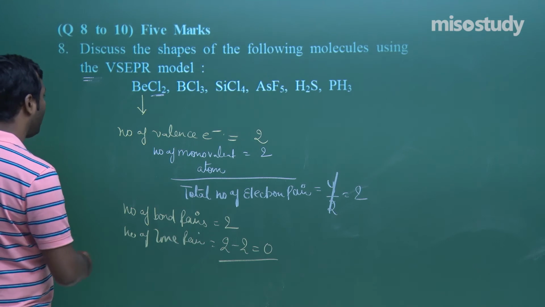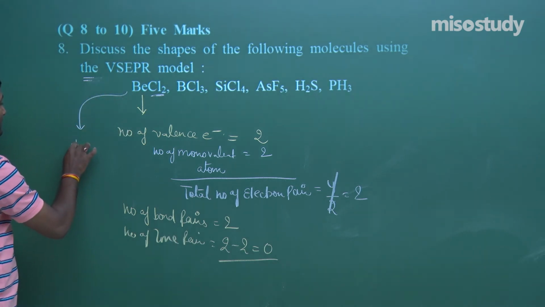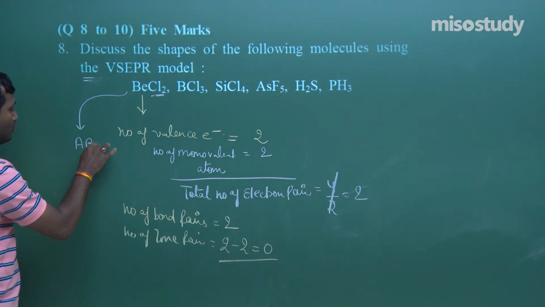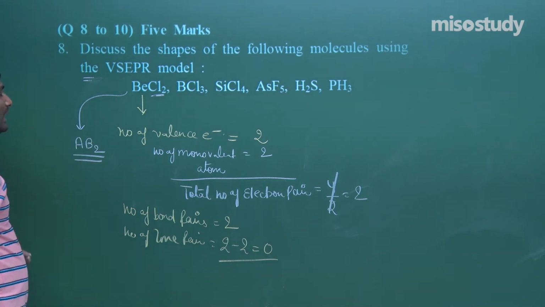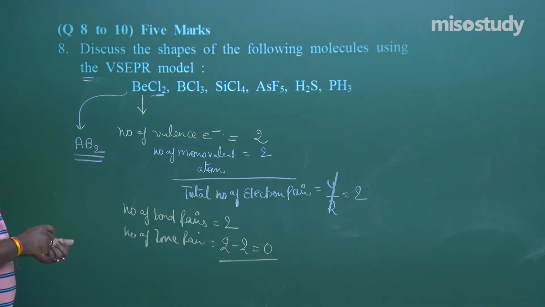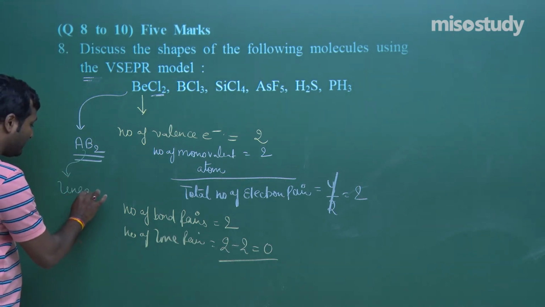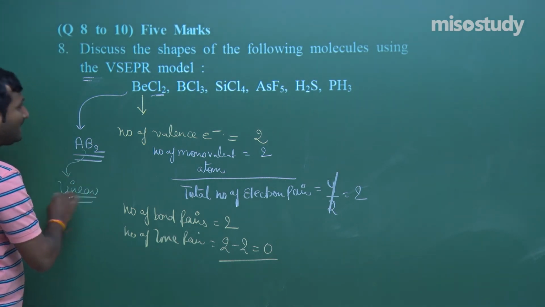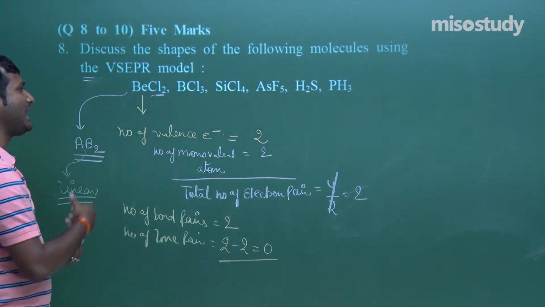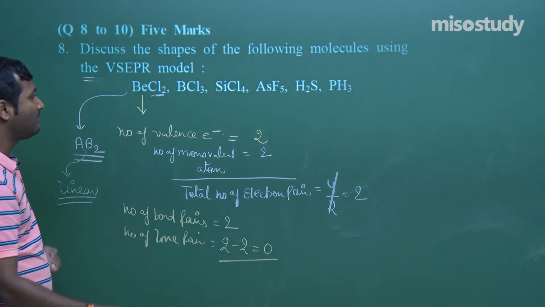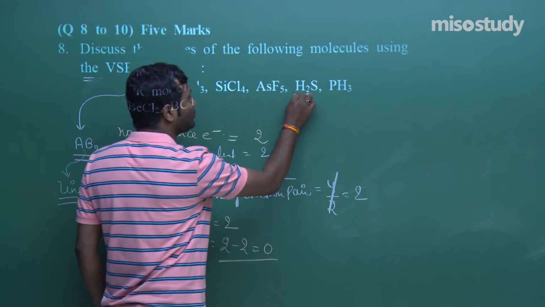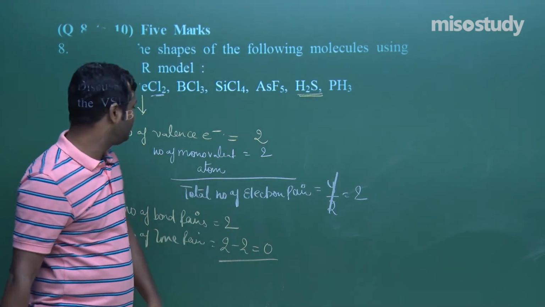So what is the formula in this case? AB2. And if the formula is AB2, then I have given you a table. So in this case, we will say the shape is, my friend, linear. You can solve each and every question. What I am telling is very easy. I am taking H2S again. Now how to solve this question?